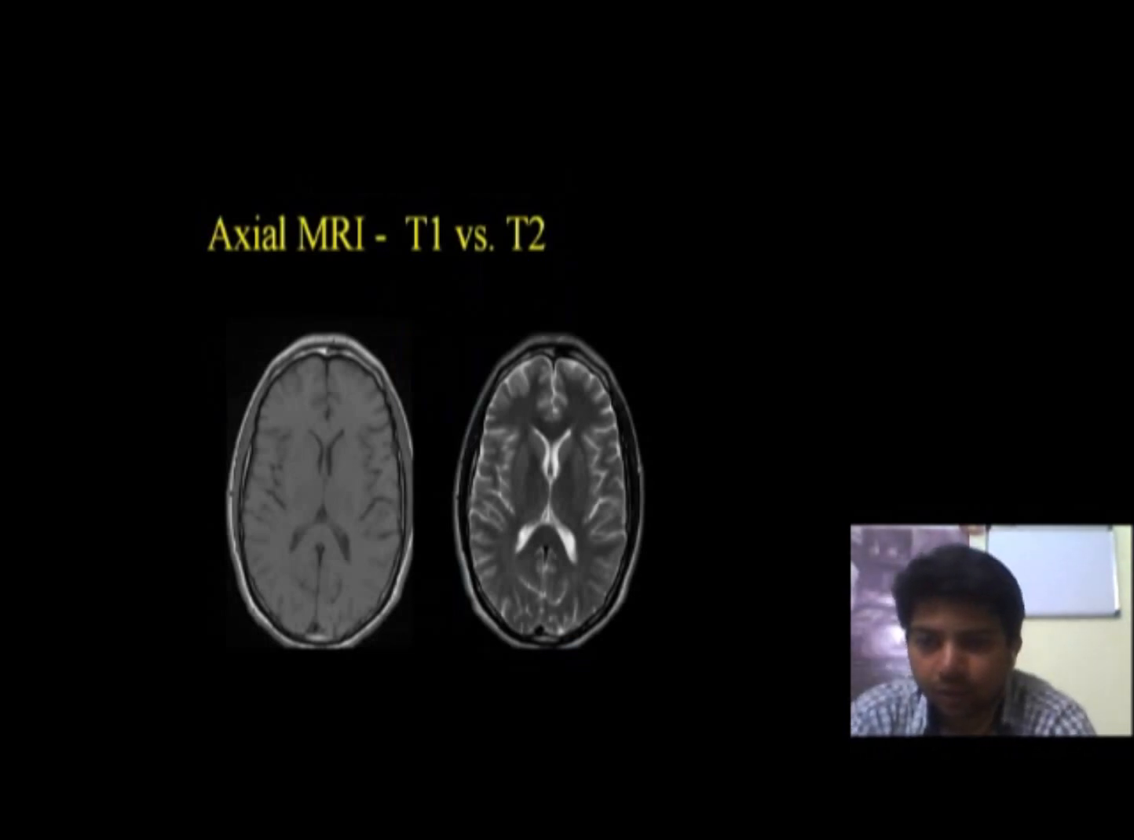If we see here, this is the subcutaneous fat which is seen in a T1 image as bright, whereas in T2 image this is the cerebrospinal fluid which is seen as bright. So the liquids, generally fluids, appear bright in T2 imaging. Fat appears bright in T1 imaging.